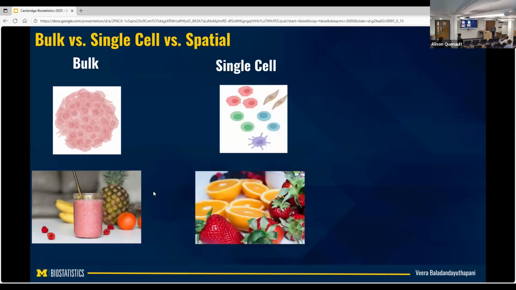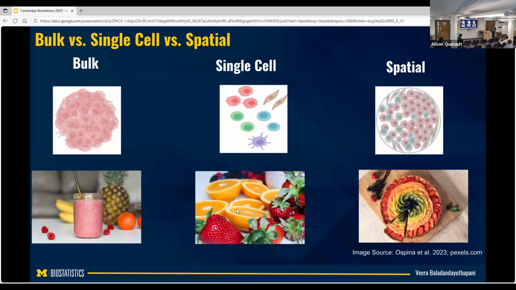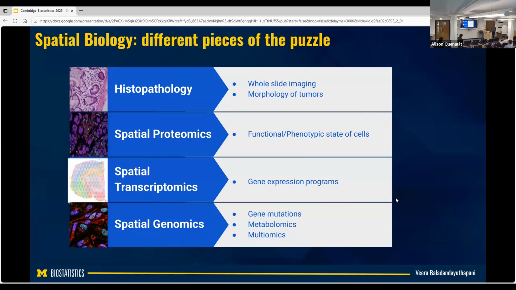And single cells are basically parsing each cell out, of each cell. And you can think about the components that go into this smoothie, basically. So the spatial is exactly the same analogy, but in this case, you actually know where the arrangement is. It's more like a fruit art. So you know exactly which fruit it is, where it is located, these are barcoded, right? So that's spatial technologies in general.